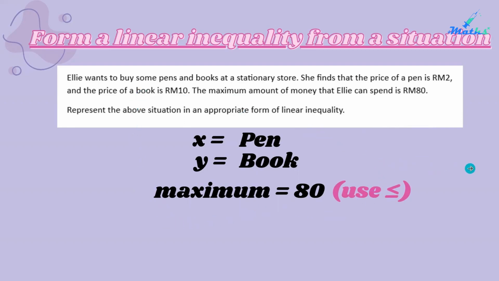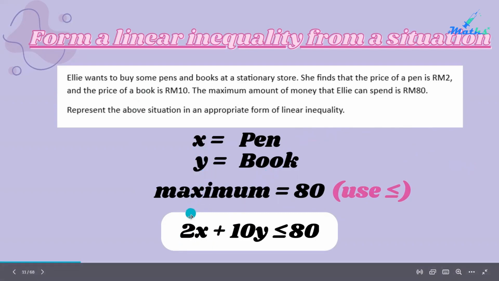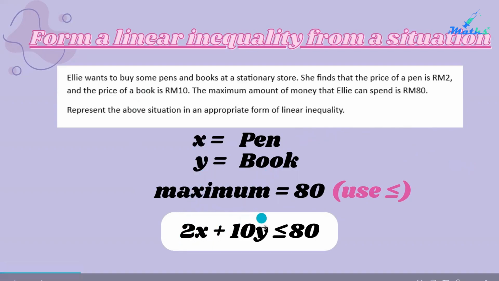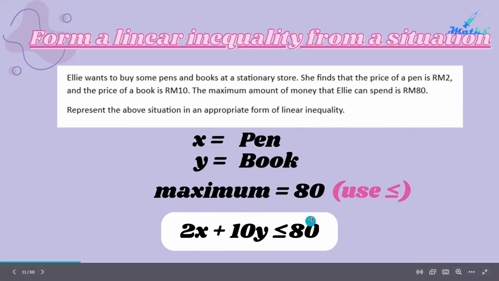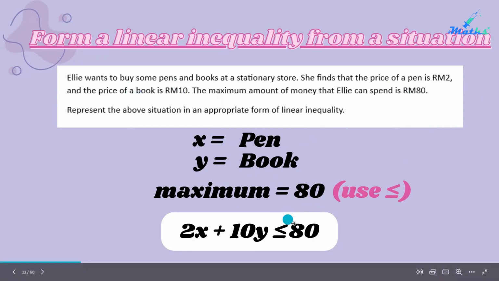So let's form the linear inequality. It will be 2x plus 10y less than or equal to 80. Why is the x coefficient 2? Because it's 2 ringgit for a pen, and 10y is 10 ringgit for a book, and the maximum is 80 ringgit. So it's less than or equal to.